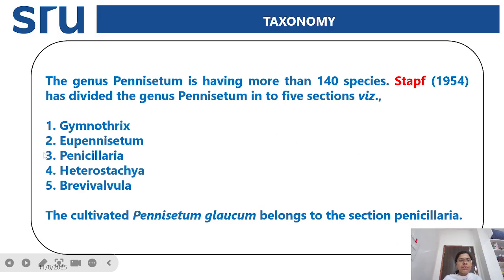So these are the five sections into which the genus Pennisetum is divided, that is Gymnothrix, Eupennisetum, Penicillaria, Heterostachya, and Brevivaria.